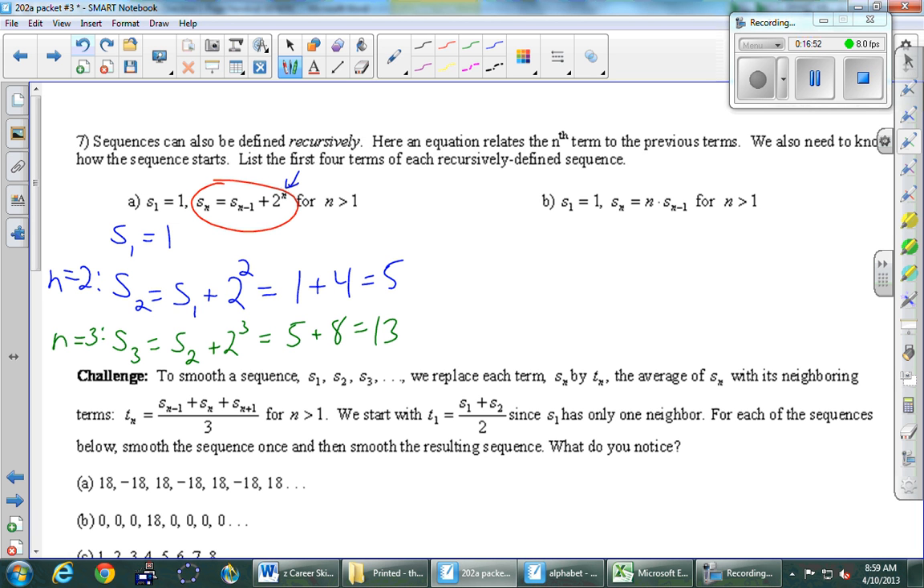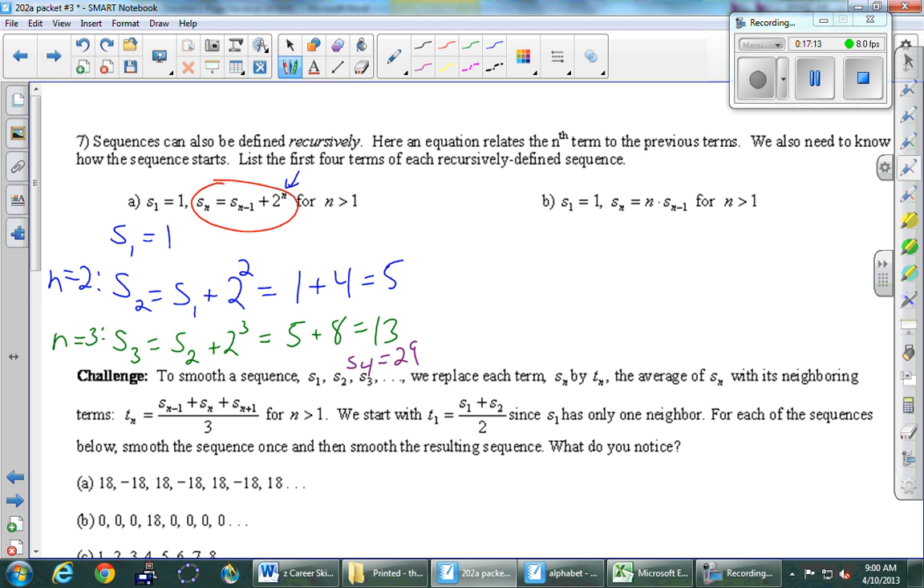I got 13, is that all right? Okay, just go ahead and do one more. Find S4 for this sequence. Check in with your neighbors. All right, so it seems like the consensus is that S4 is 29. Any questions on that?